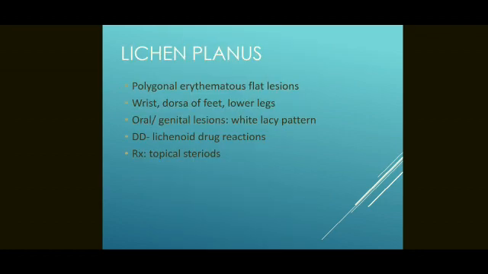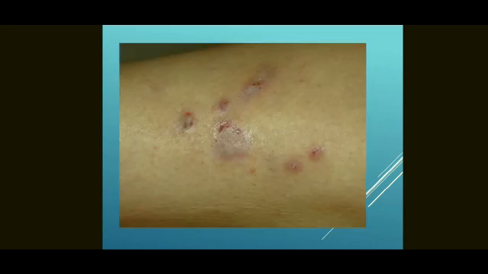Lichen planus, these present with polygonal violaceous flat-topped papules on the wrists, dorsum of the feet and lower legs. Oral and genital lesions can also be present with a white lacy pattern. Topical steroids would be the treatment of choice. This is the picture showing multiple violaceous flat-topped papules with excoriation marks.